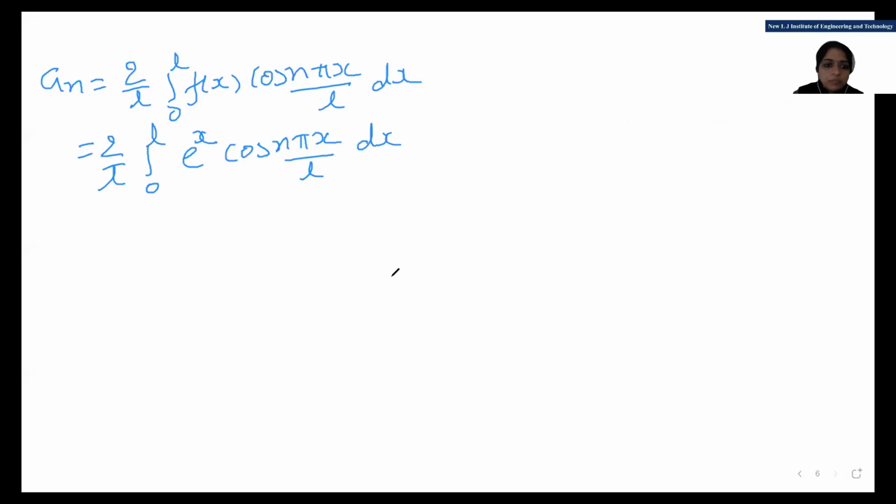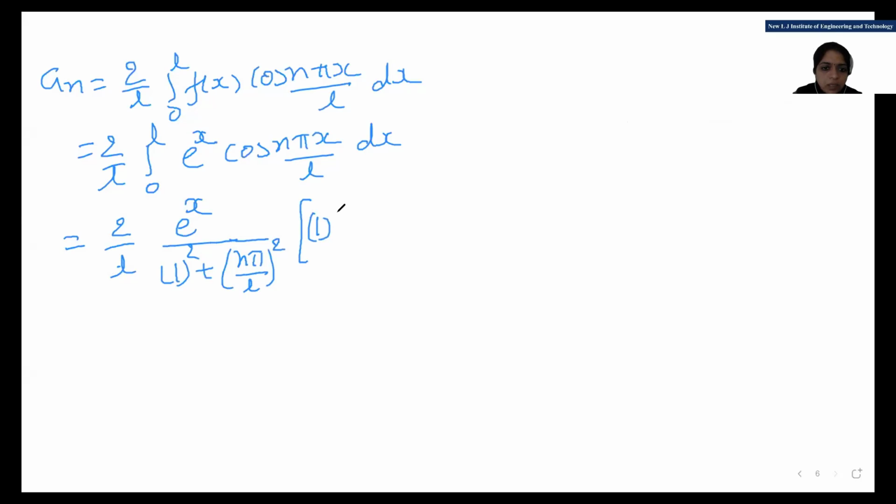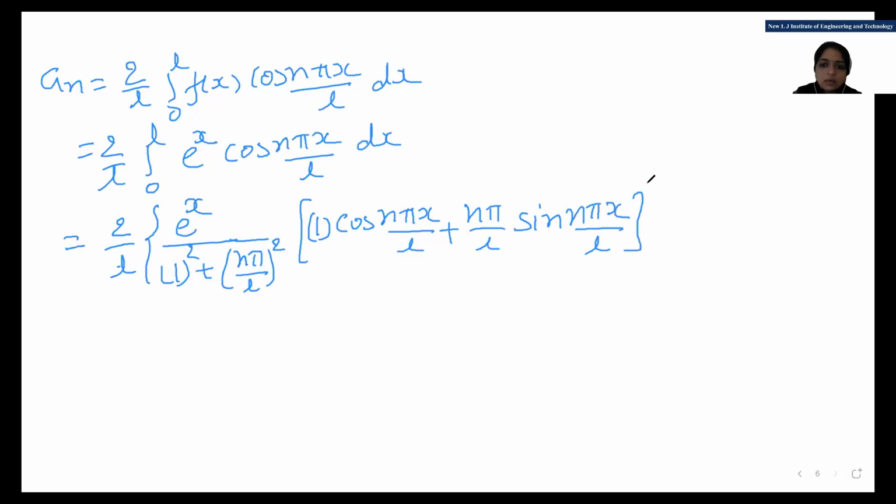Very good. So the formula of the integration of e raised to x cos bx is e raised to x upon 1 square plus our b is n pi by L, so n pi by L square, here 1 cos n pi x by L plus our b is n pi by L into sin n pi x by L, right? And the limits are 0 to L.